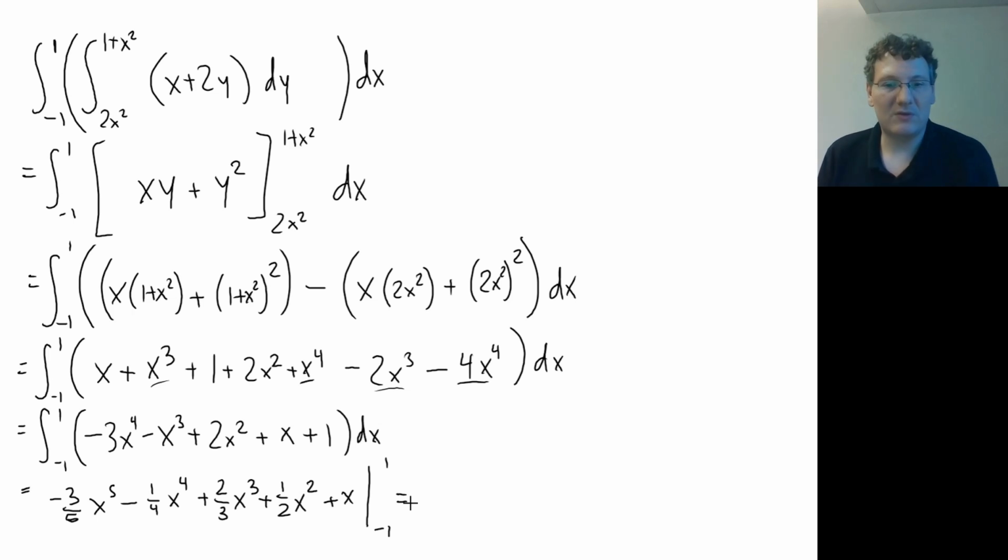So we're going to have this evaluated. Let's see, we're going to have -3/5. I guess one thing you could do is, since we could take the odd parts, separate it as the odd.